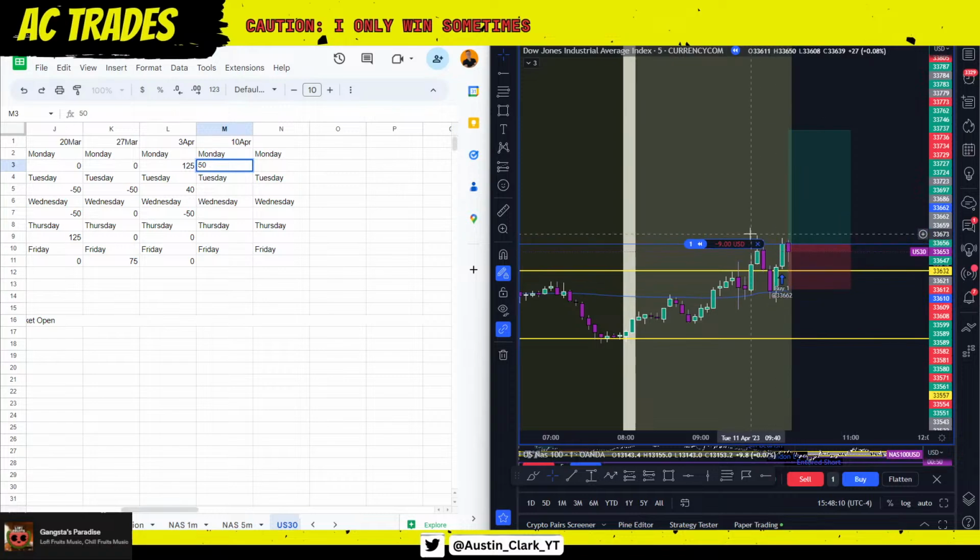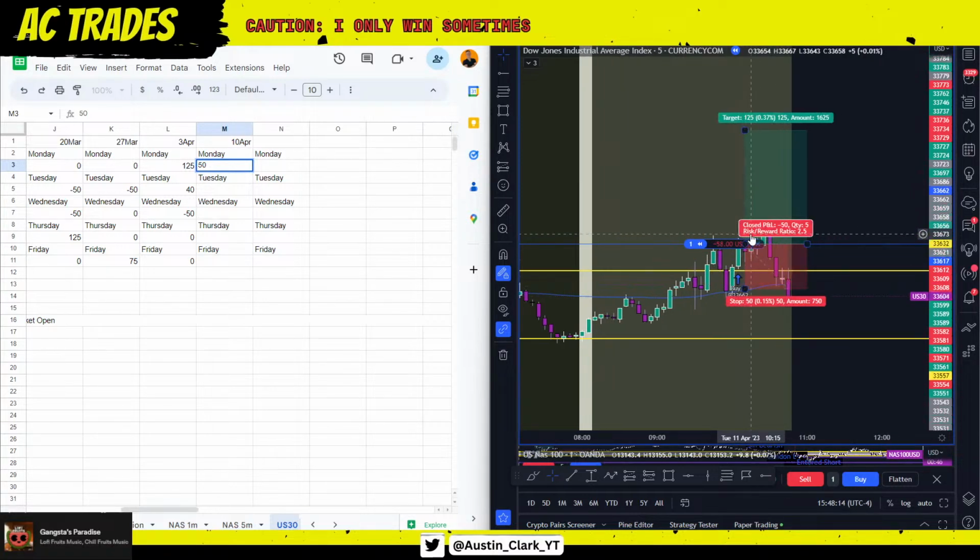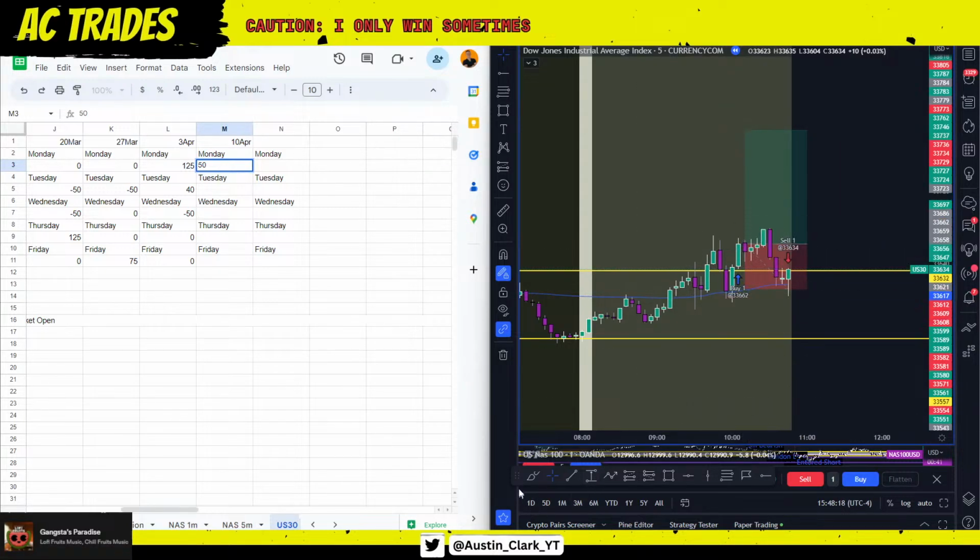It didn't respect this high though, so this will be a little bit more of a riskier trade. And then that would have hit my stop loss. No worries. You're gonna have losses in trades.